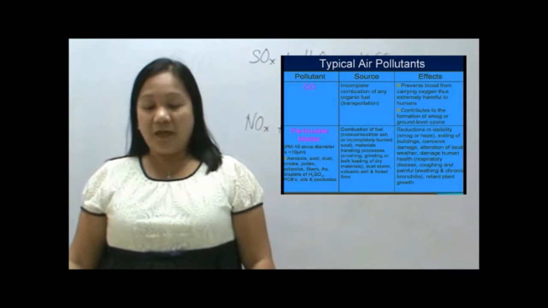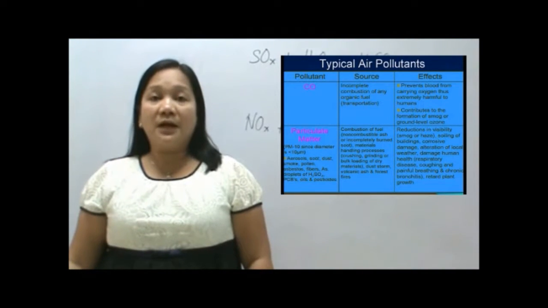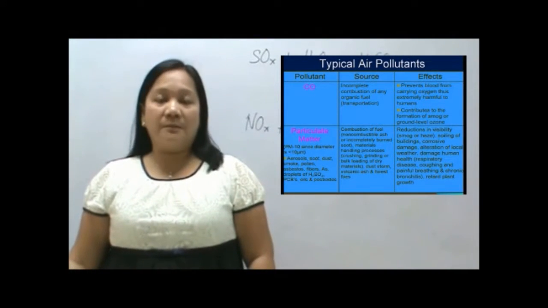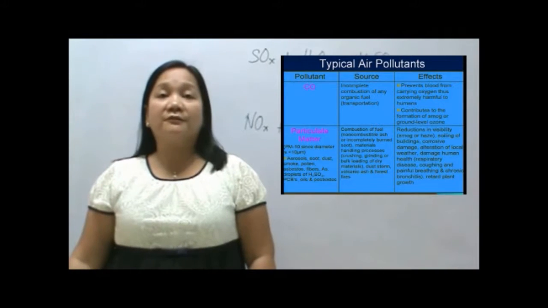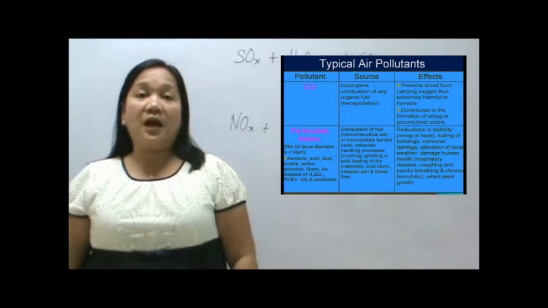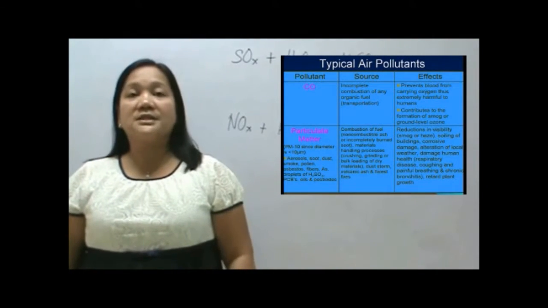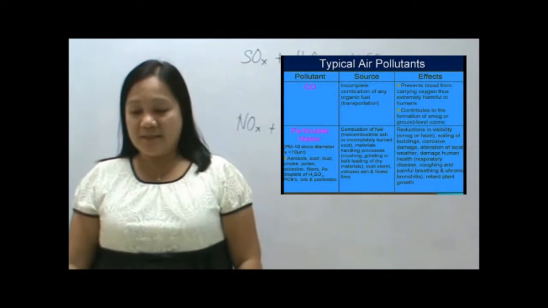Now, what would be the effect of particulate matter? Okay, number one, it is a component of the formation of photochemical smog. So if it is in a tropical area like us, it's the formation of smog, but in temperate countries, there's a formation of haze.